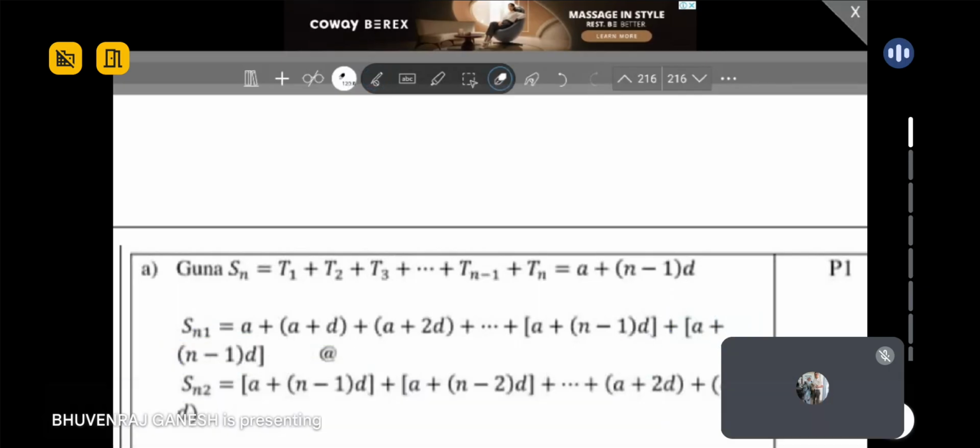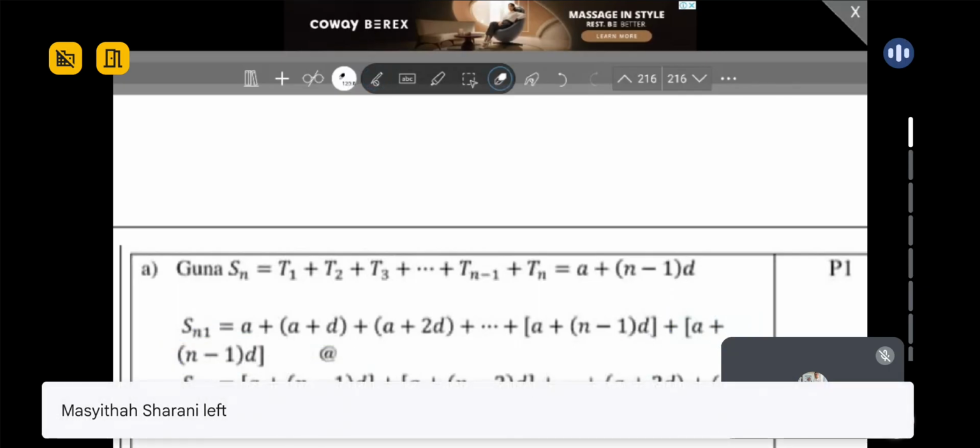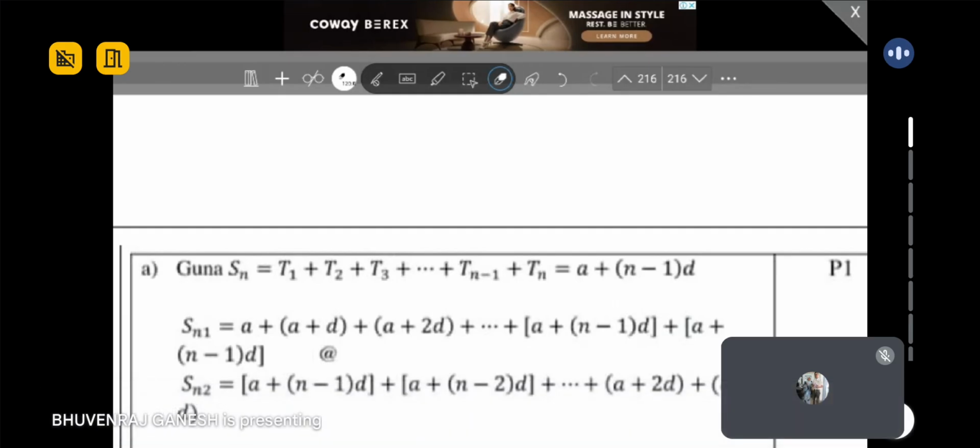So now, how are you going to continue? Macam mana nak sambungkan? So anyone, can you tell me? What should I do over here? Should I minus or should I plus? Saya kena tambah atau tolak dua-dua persamaan ni? Cuba fikir. Think and see. Logic also.